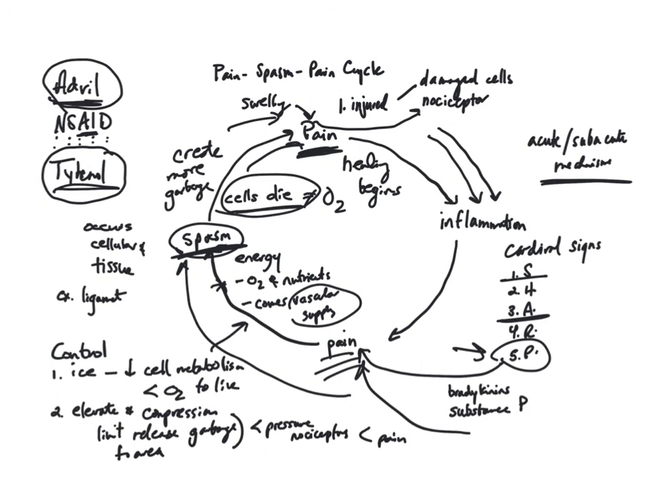So there's just a quick talk on the pain, spasm, pain cycle, what we do, why we do it, and how we want to control the inflammation phase, but still allow it to occur. I hope this helps you out.